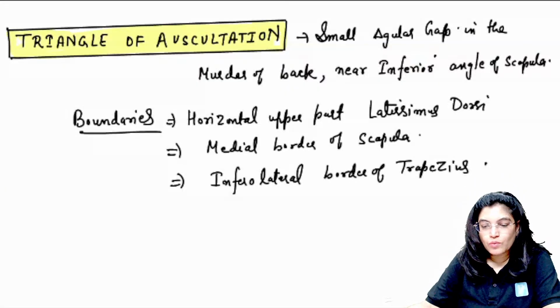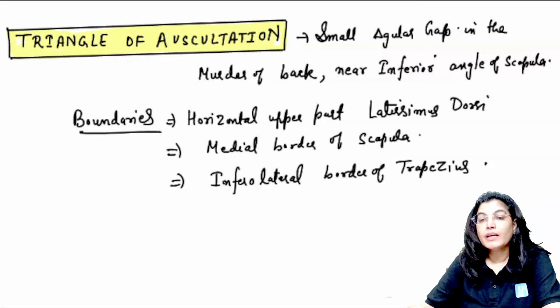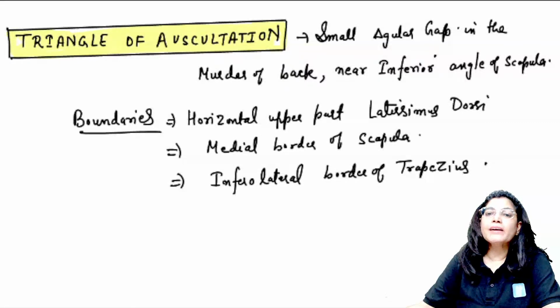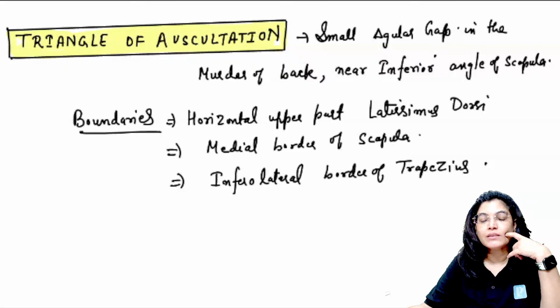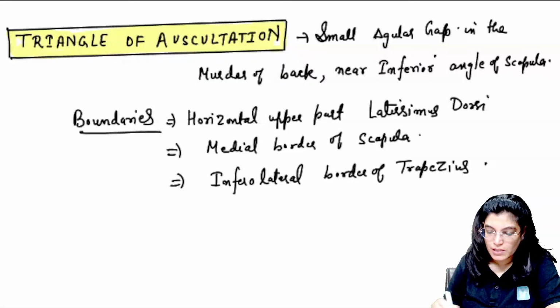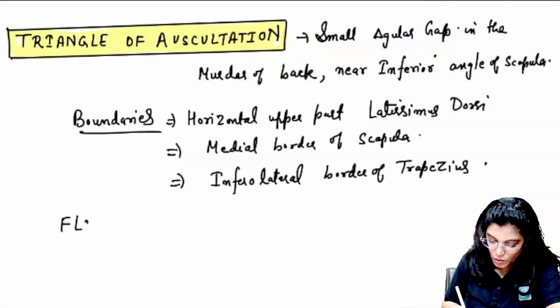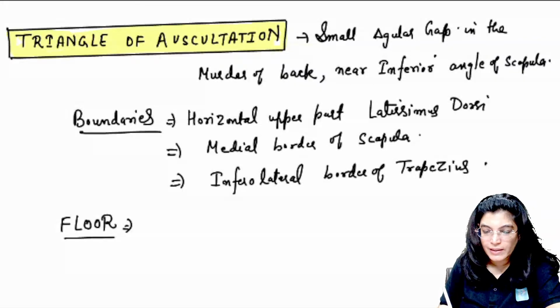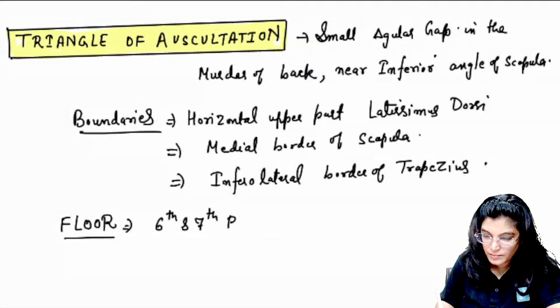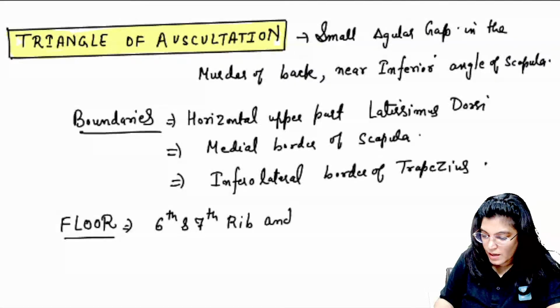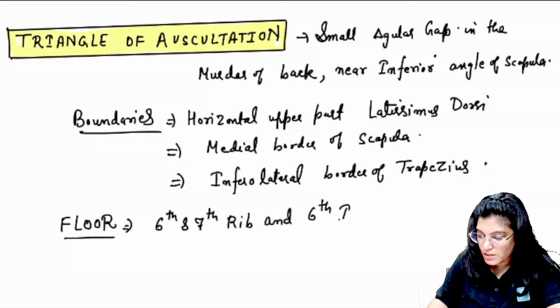Now, what lies in the floor? The triangle of auscultation is related to the sixth and seventh ribs, and the space lying there is the sixth intercostal space. So if I talk about the floor, the floor of this triangle is formed by the sixth and seventh ribs, and it is related to the sixth intercostal space.